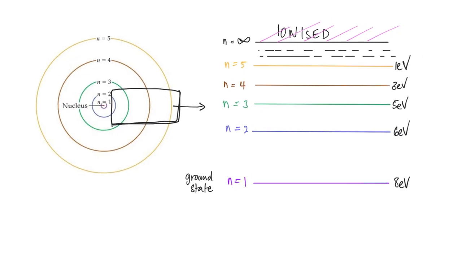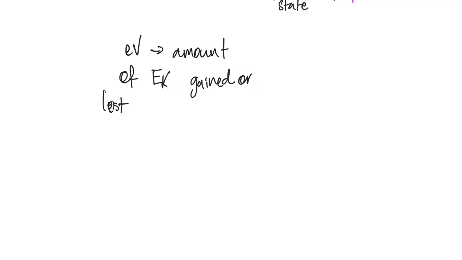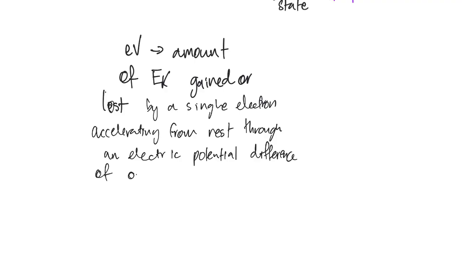So let's just talk about what we mean by electron volt. If I look at this eV, electron volt is the amount of kinetic energy gained or lost by a single electron accelerating from rest through an electric potential difference of 1 volt through a vacuum.